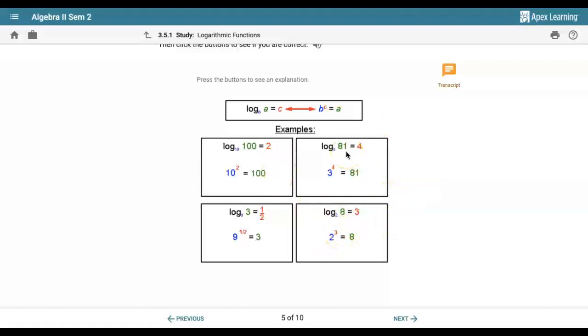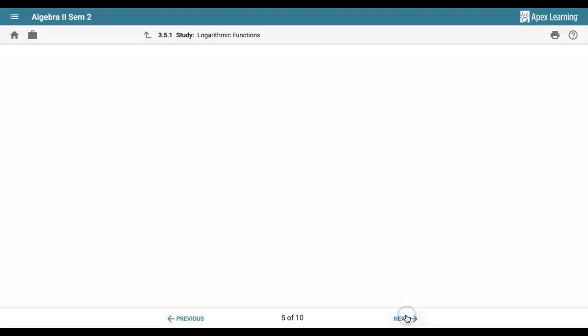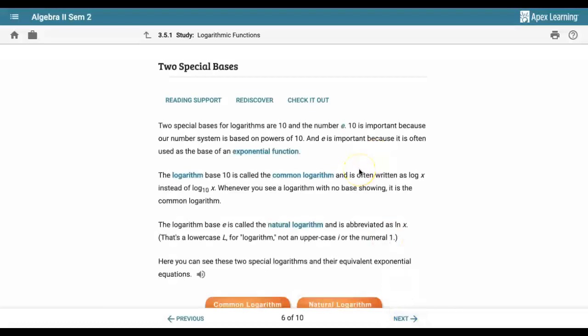I know this is a new way of thinking, so take a second and really digest what this means. But again, it's asking the question: the b value raised to the power of what will give me this a? That's what we're trying to solve for when we look at logarithms.